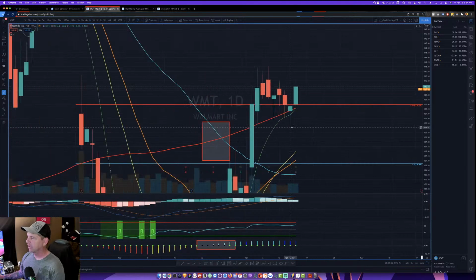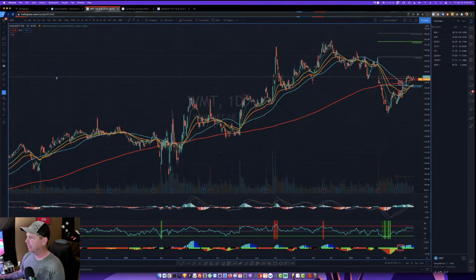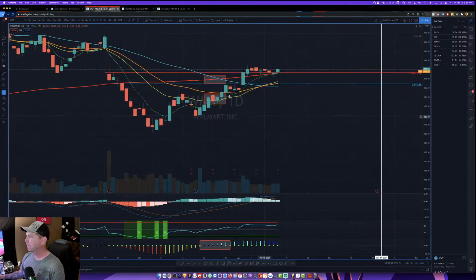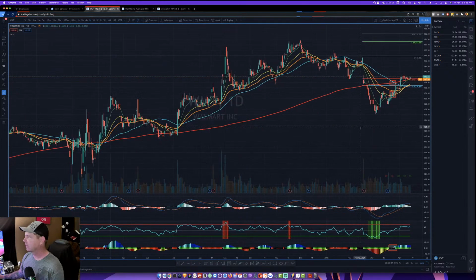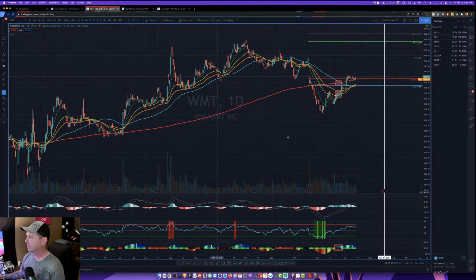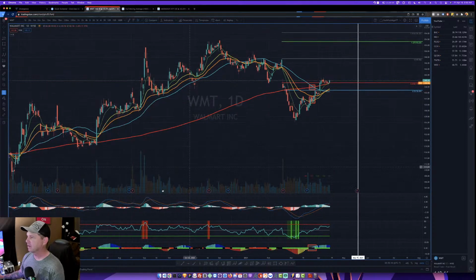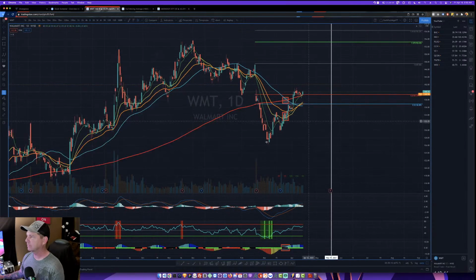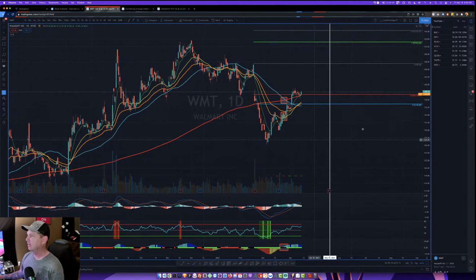All right, let's try this again. Having chart problems today. Super laggy. All right, so we have a gap to fill. I just realized that. We've got a gap to fill for Walmart from 140 to 144. We've got a previous high of 147.50.